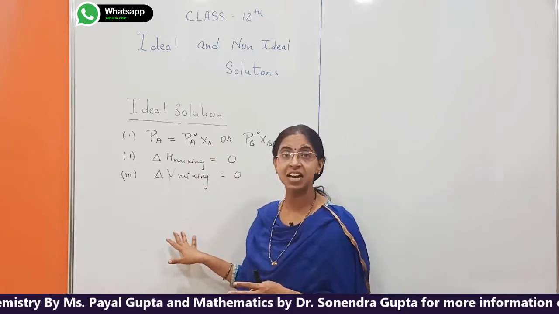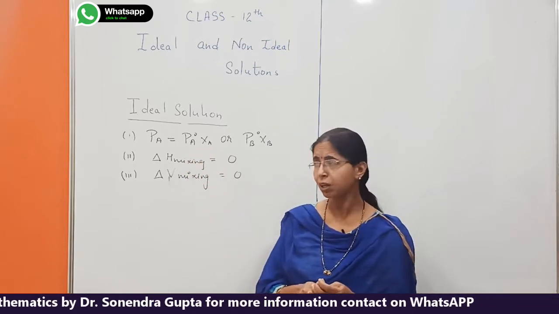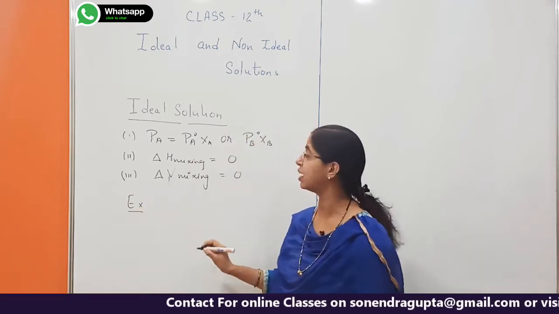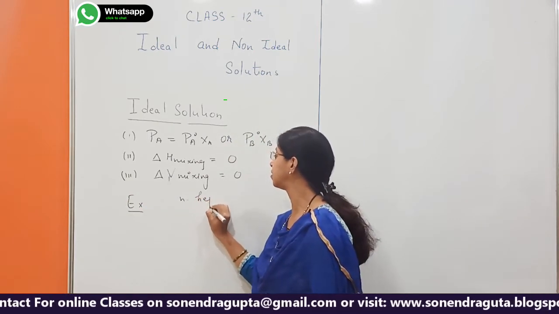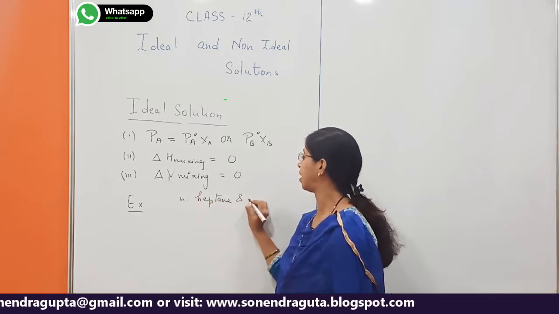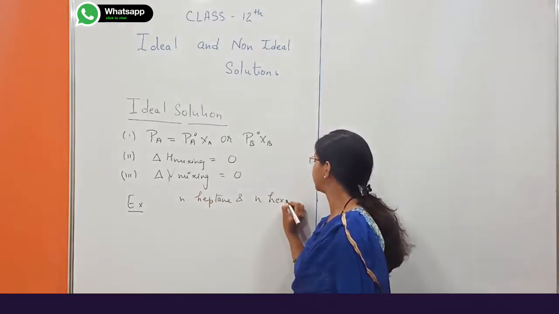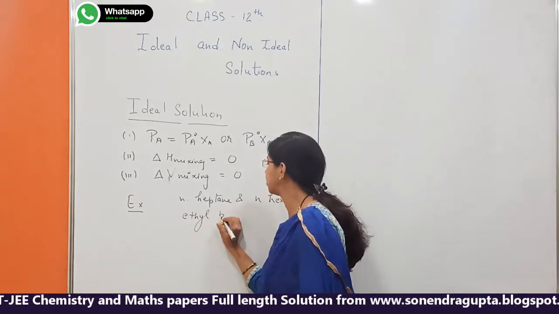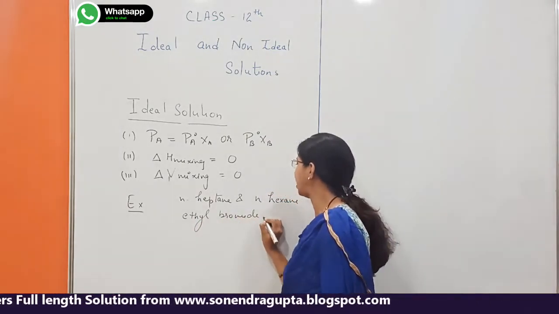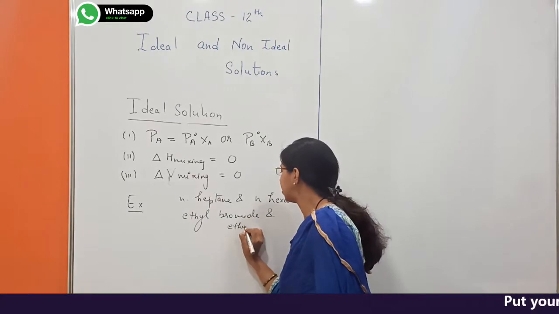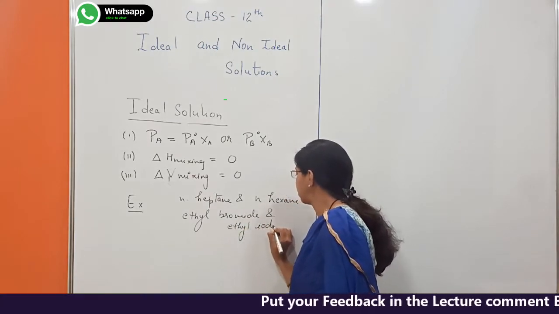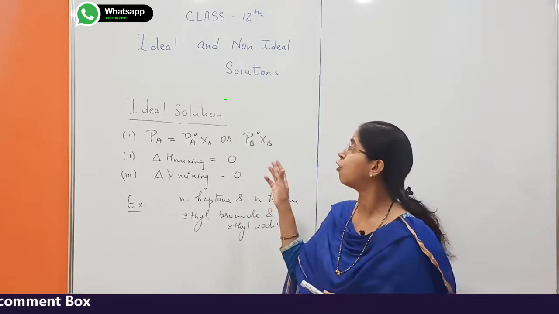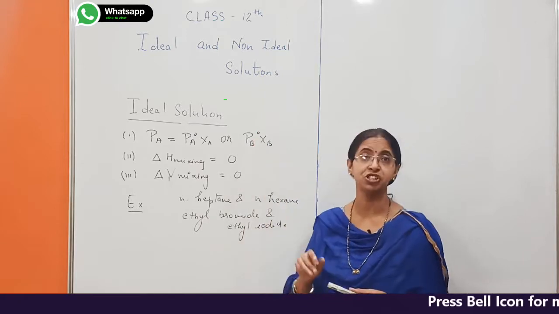Now here are some examples of mixtures that form ideal solutions. For example, you can have n-heptane and n-hexane, or you will have ethyl bromide and ethyl iodide. These types of solutions follow the ideal solution condition.